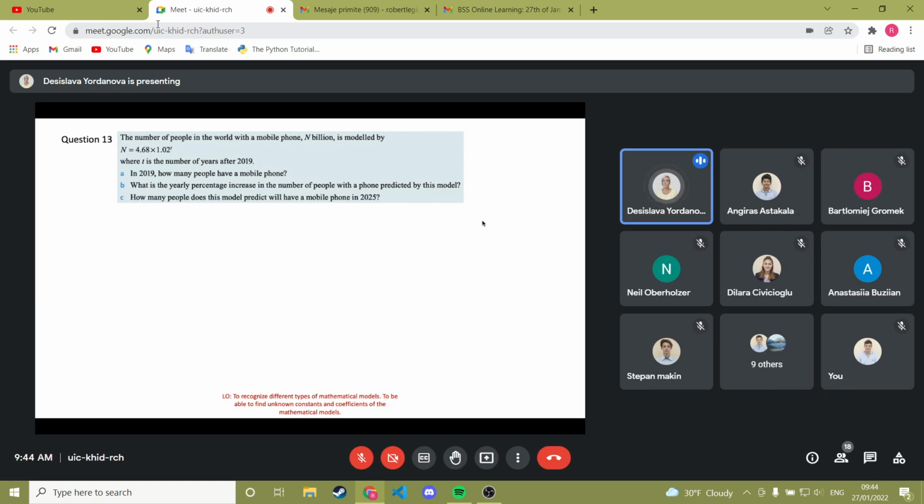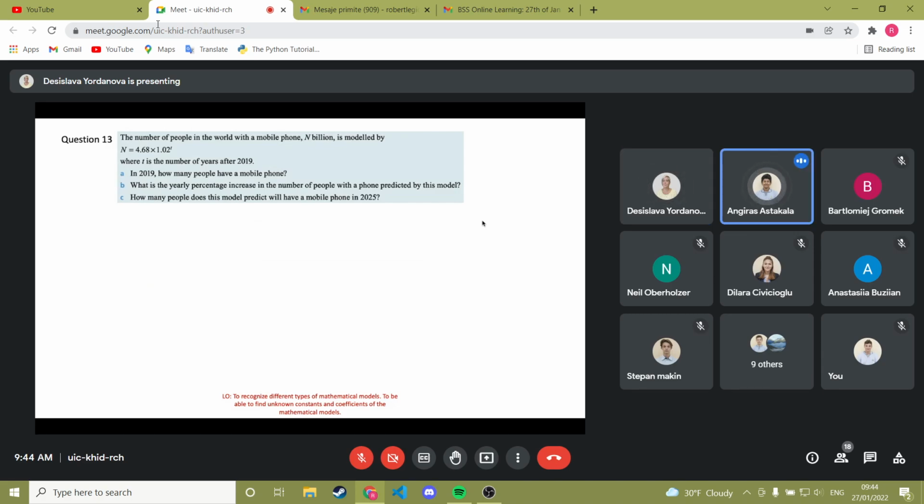Then the next one, what's the yearly percentage increase in the number of people with a phone predicted by this model? 2%. How did you get it? Miss, it's just times 1.02. So what? I know what it means, but I need you to explain it to me. This is just guessing if you don't explain it.